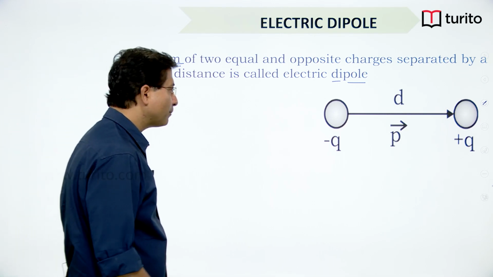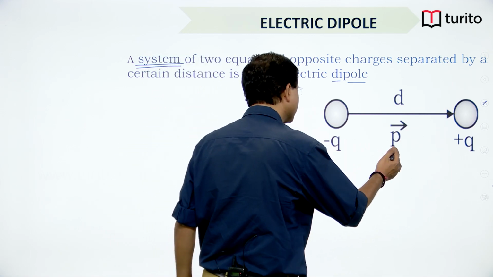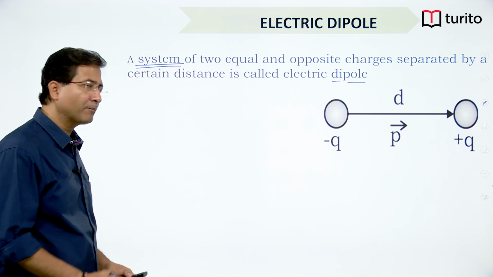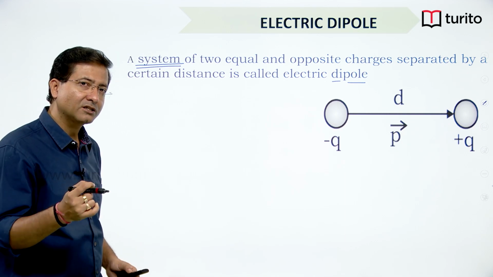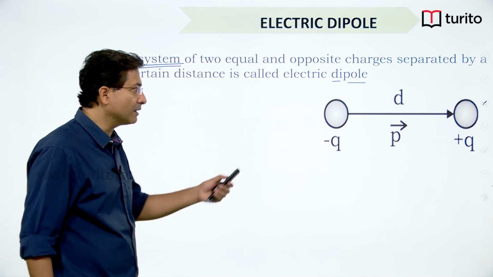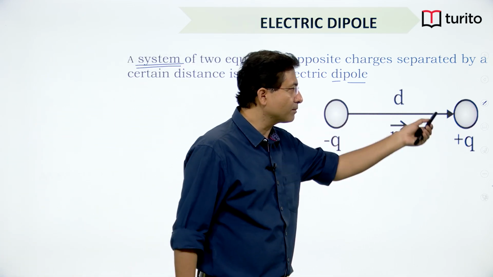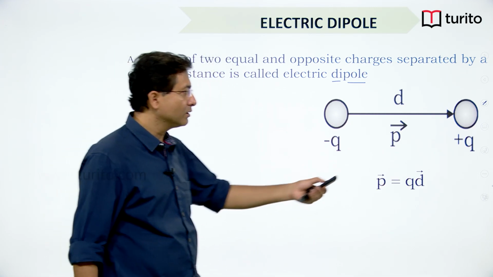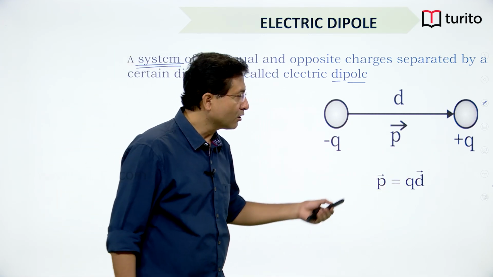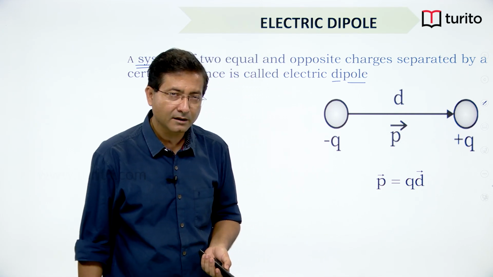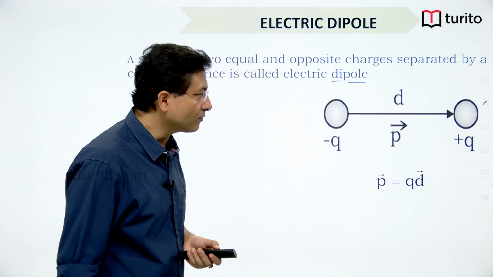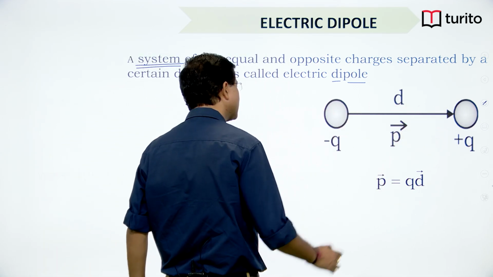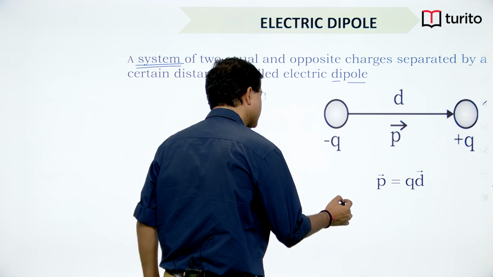Here we define a parameter called electric dipole moment, this P. The electric dipole moment of a dipole is defined as charge into separation between them. So, the magnitude of dipole moment is charge into separation between them. Now, dipole moment is a vector quantity and the direction of that is from negative charge towards positive charge.